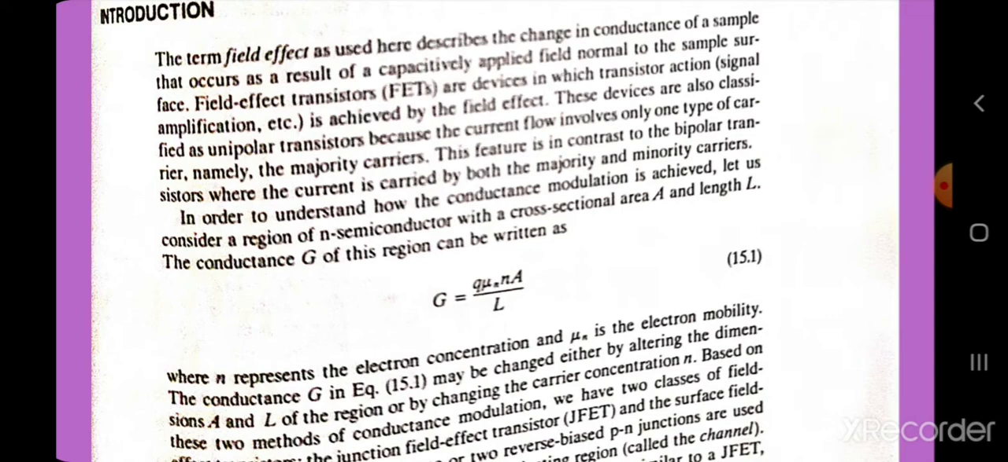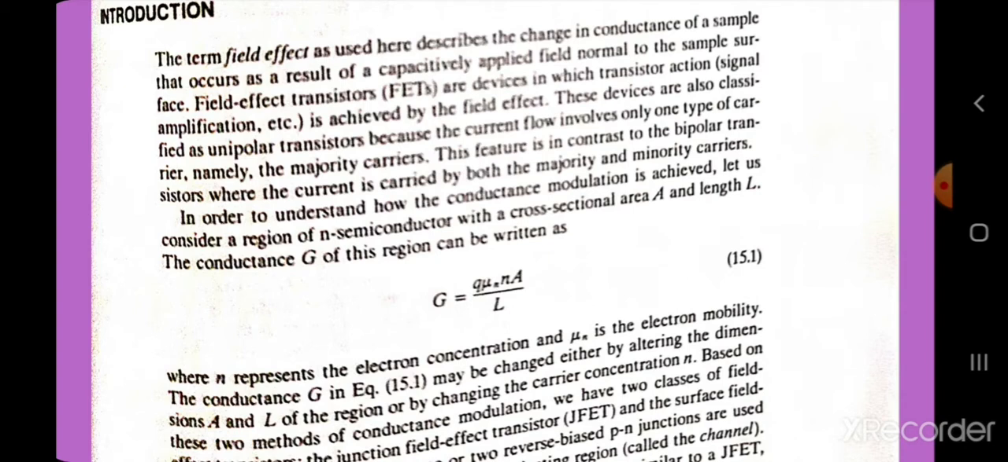In the JFET, one or two reverse bias PN junctions are used to change the cross-sectional area of the conducting region called the channel. A metal semiconductor field effect transistor (MESFET) is similar to a JFET except that the rectifying metal semiconductor contact is used in place of the PN junction. In the surface FET, the carrier concentration in the channel is modulated by applying an electric field at the semiconductor surface using a metal electrode separated by an insulator.